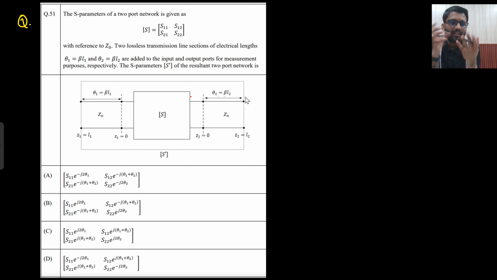What do you mean by electrical length? Electrical length means you are writing down your length with respect to phase. In terms of phase you are writing down the length. Otherwise I would have written that the length is L1. The actual length is L1. If I am writing with respect to phase, then I would write beta L1. Is that clear to you? Okay.